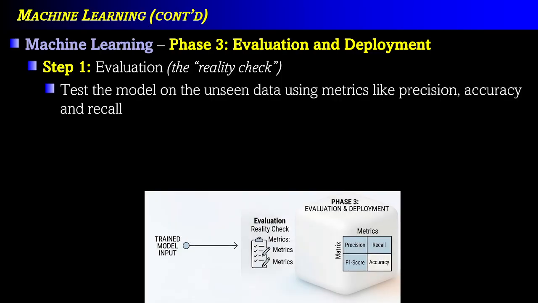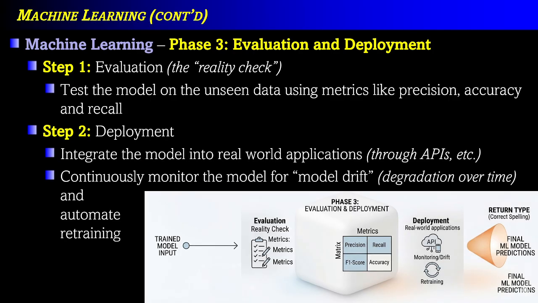In phase 3, evaluation and deployment, this is the reality check, right? We're going to test the model now on unseen data, not the data we trained with, but data that it hasn't seen before. We use certain metrics to measure whether or not it's been successful: the precision, the accuracy, the recall. And then we deploy the model. We integrate the model into the real world application of the problem. This is often done through something called an API, an application programming interface. We continually monitor the model for what can be called model drift, which is where the model degrades over time. And we automate the retraining of the model so it learns to train itself automatically.